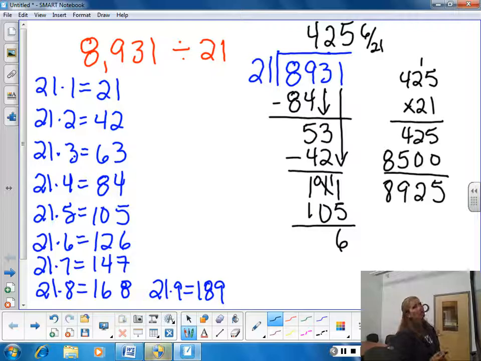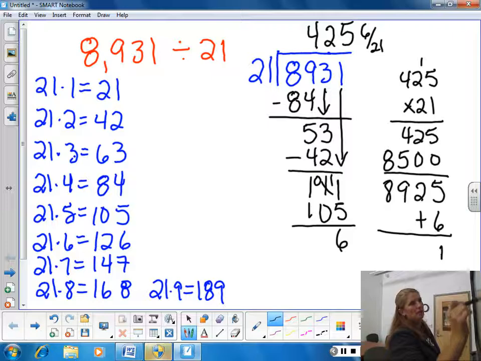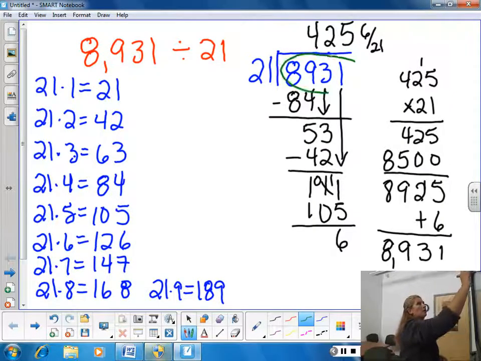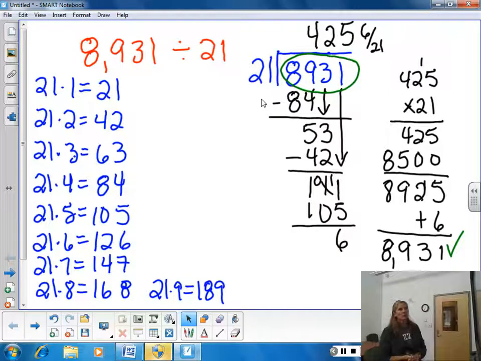And I add on my remainder, which was 6. That gives me 8,931. And what I'm looking for is that my dividend, look, 8,931 was my dividend. This is my check. I feel confident that that's the correct answer then, is 425 and 6 remaining out of 21.